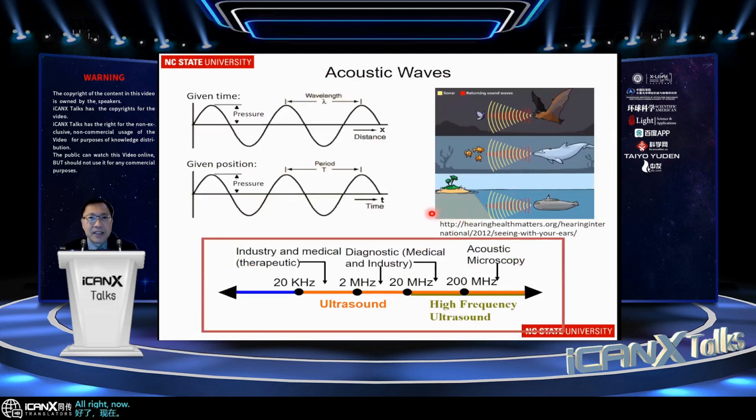All right, now let me take a look at this. The work I'm going to report first. I know the audience probably has different backgrounds. So the first slide I have here is I want to show a little bit about acoustic waves.